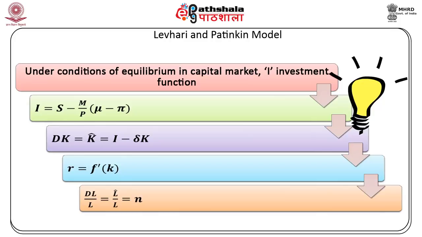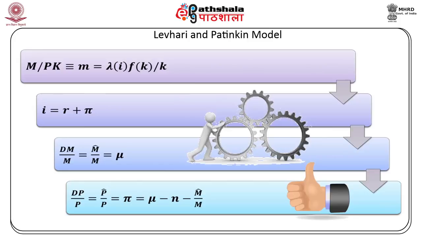dk = k hat = I - delta k, where R = f'(k). dL/L = L hat/L = n. M/(Pk) = m = lambda(i) f(k)/k. i = R + pi. dM/M = M hat/M = mu. dP/P = P hat/P = pi = mu - n - m hat/m.